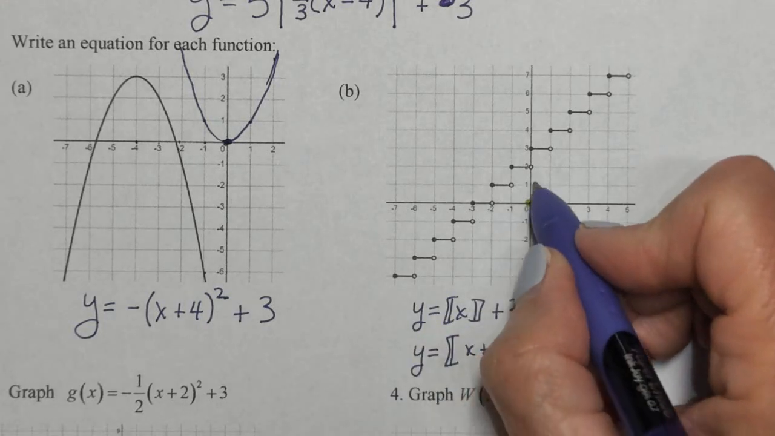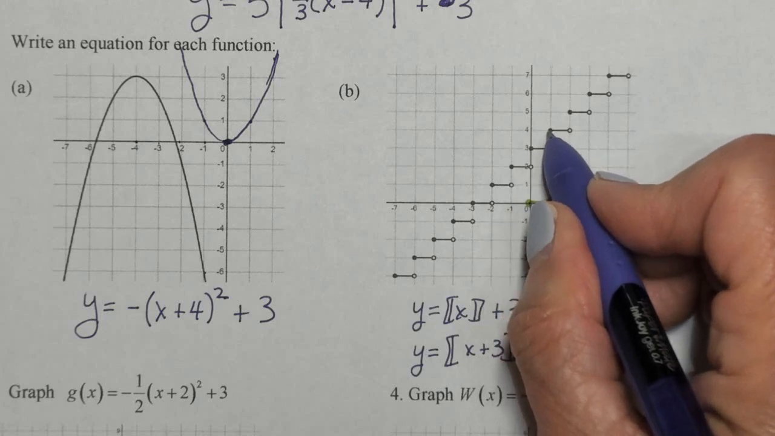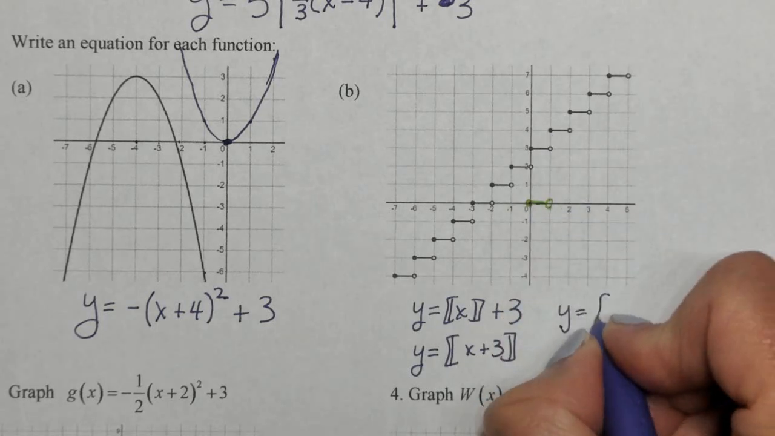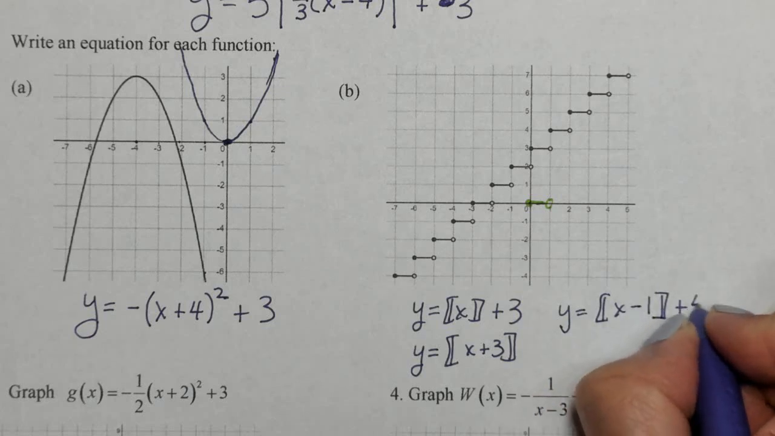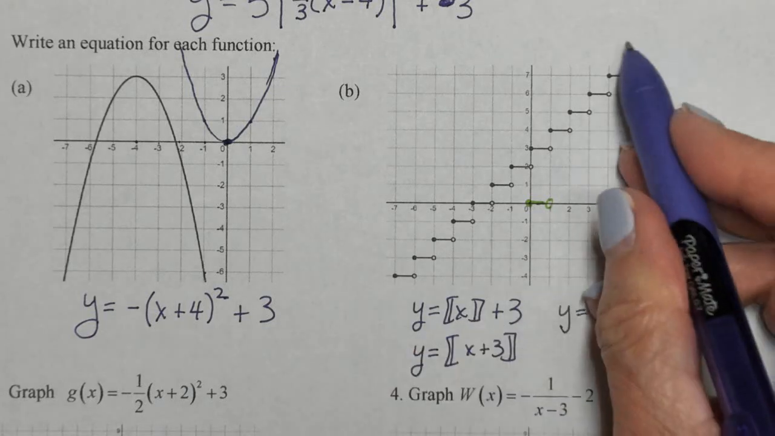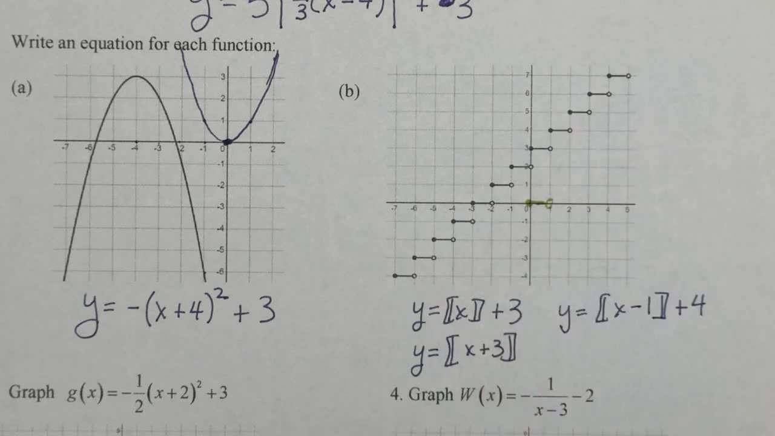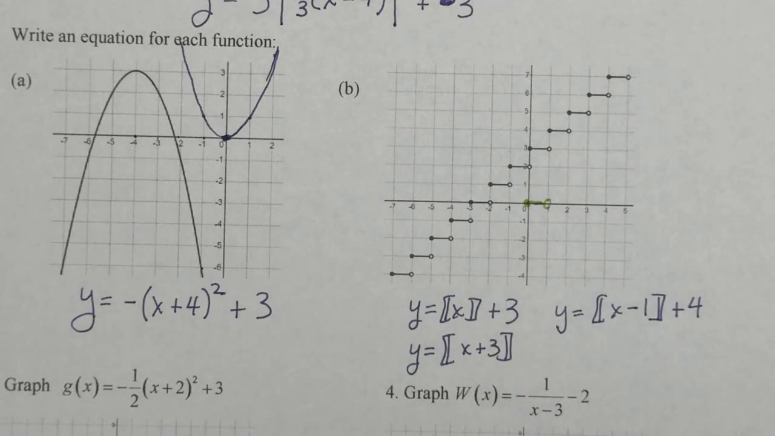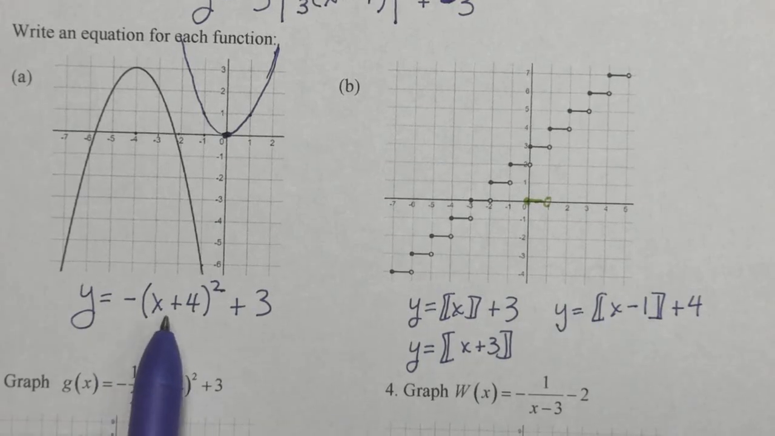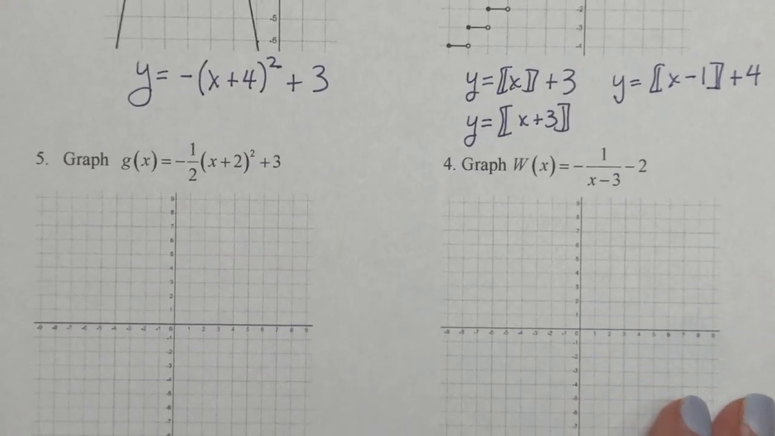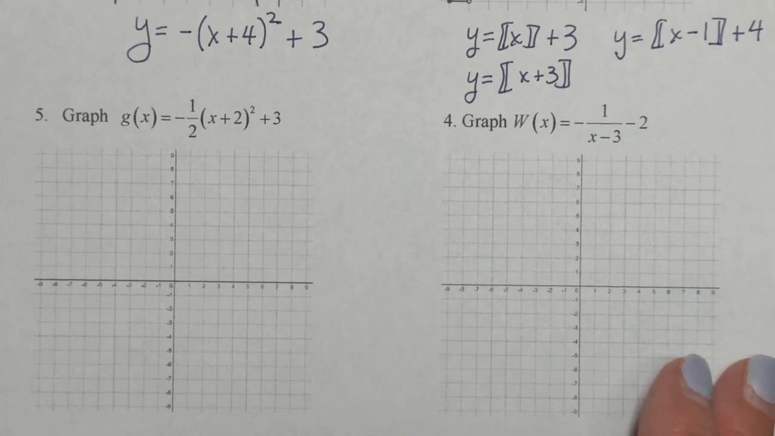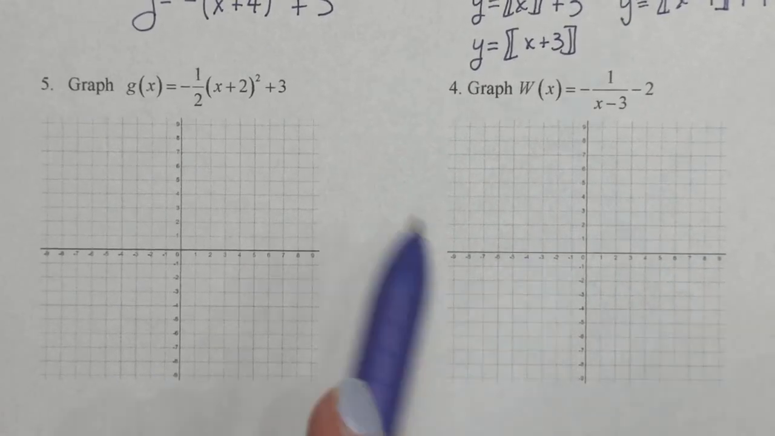Or I could go up 4 and right 1. That would be x minus 1 inside and then up 4. All of these would give us that graph. So this time with the greatest integer function, there are lots of equations that would be correct. For the one we just did though, there is one and only one equation that would make that graph in rectangular form. In other forms there might be more. Okay. Let us now graph a couple.